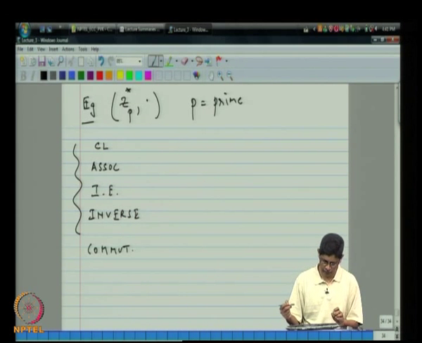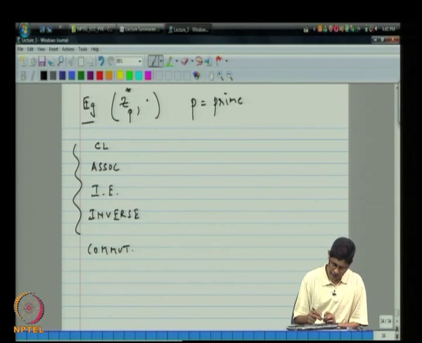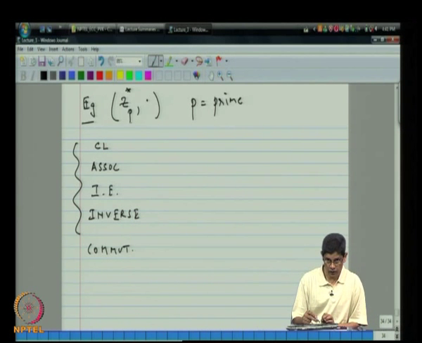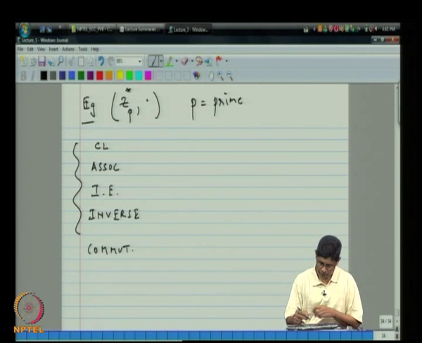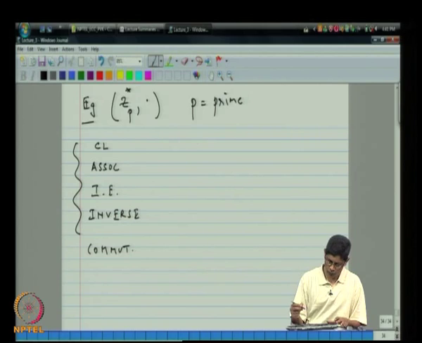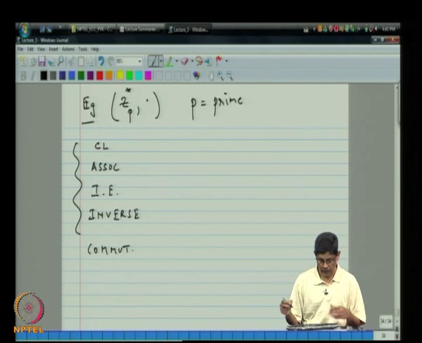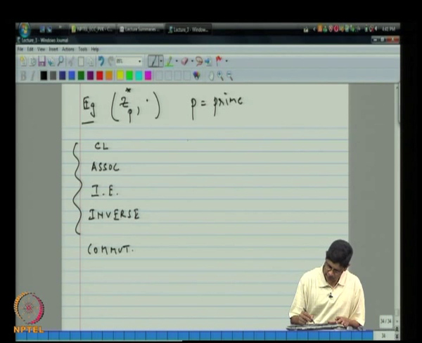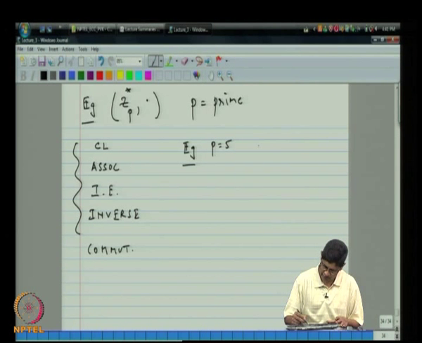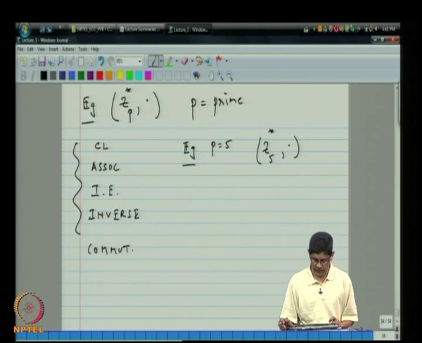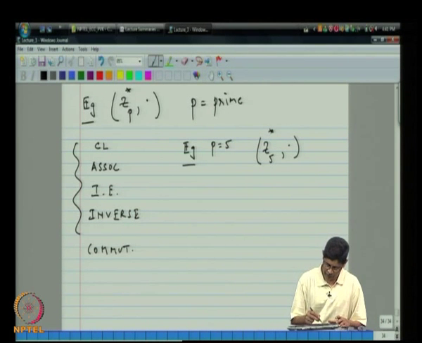And this time you can check closure. Since I do not want this to be a formal proof, I just want to convey the idea to you. So, let us take an example when p is 5. So it is an example within an example. It is Z5 star with a dot, and now the question is, is multiplication closed?